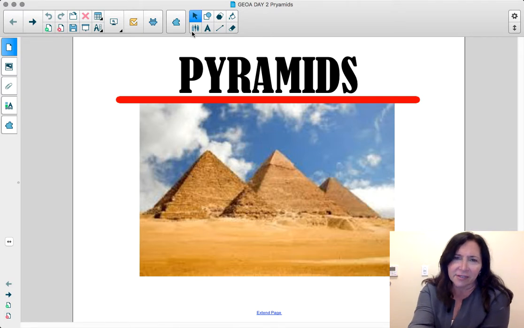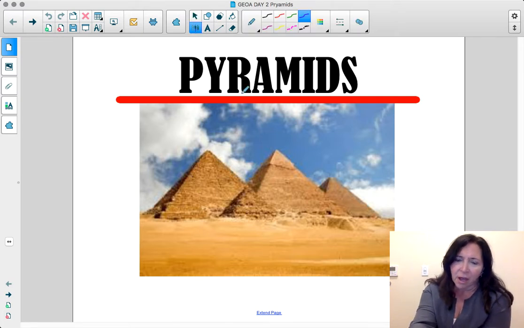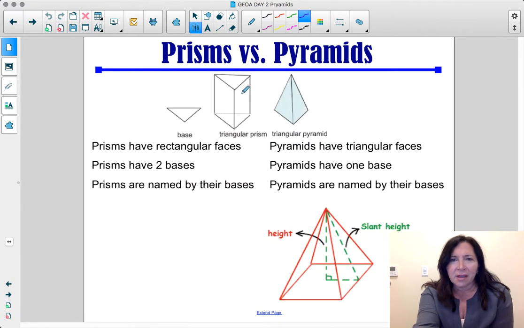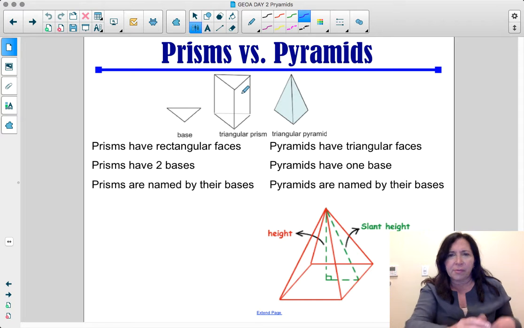Hi everyone, today's lesson is on pyramids. We're going to be finding volume of pyramids, surface area of pyramids, and lateral area of pyramids. So let's get started. We're going to start off talking about the difference between a prism and a pyramid.